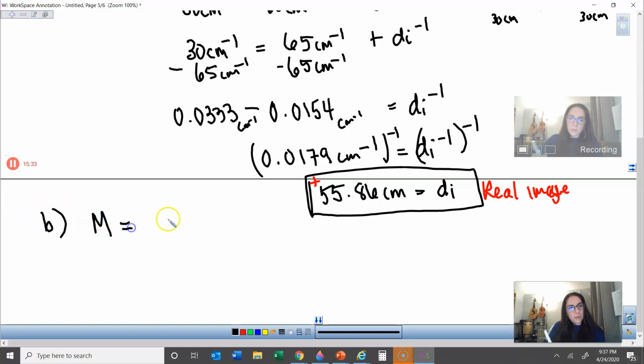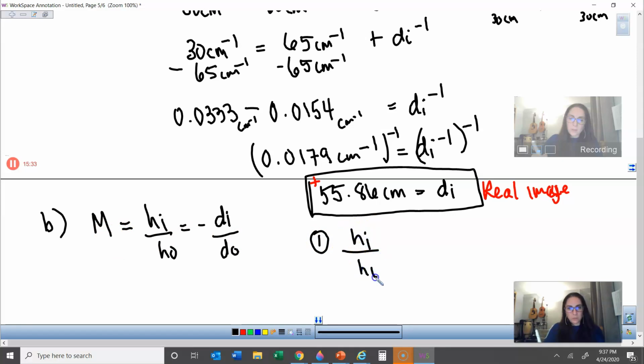hi/ho = -di/do is what I'm going to use. Now, in order to find the height, I have the object height, but I don't have this or the magnification. But I do have these two numbers. So actually, I really do have two methods of solving this. One method is to actually ignore the magnification and set this up as a ratio.